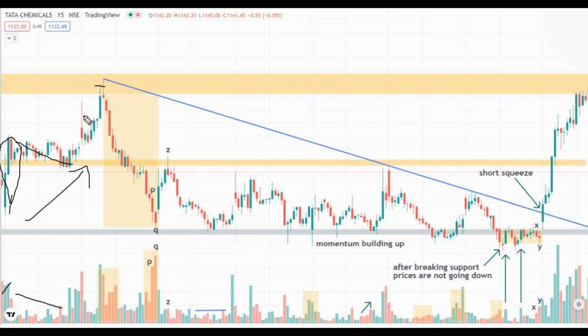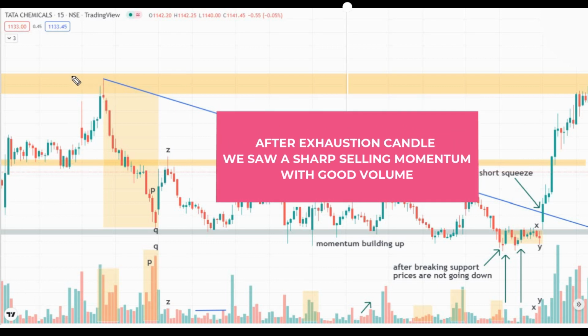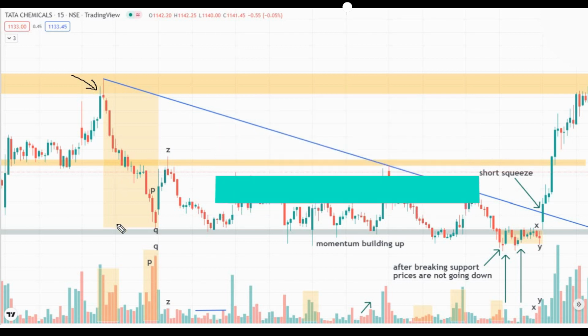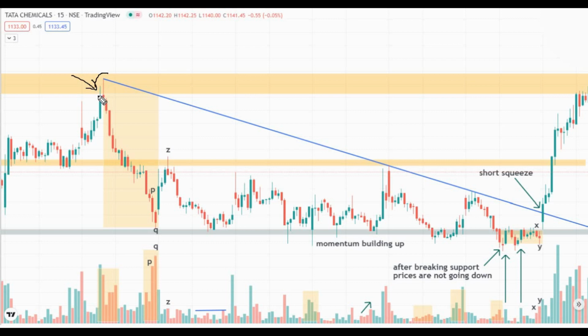Now what happened? There is an exhaustion here, huge volume but closing off the highs. So this is a sign of potential exhaustion. And then next what happened? Next, again a rejection candle with relatively good volume, and then prices fell down aggressively towards the downside with an increase in volume. So why after this candle is there no follow through buying?